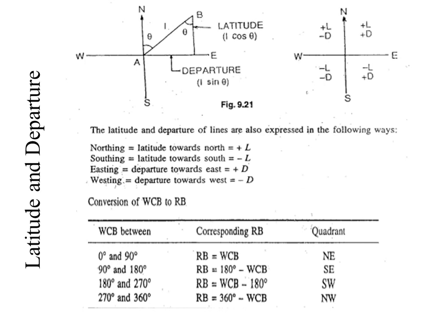Similarly, if the line is lying in the third quadrant, that is the southwest quadrant, then the reduced bearing is calculated as WCB minus 180 degrees. Similarly, if the line is lying in the fourth quadrant, that is the WCB having a value of 270 to 360 degrees, then reduced bearing equals 360 degrees minus WCB. So that particular line lies in the northwest quadrant.